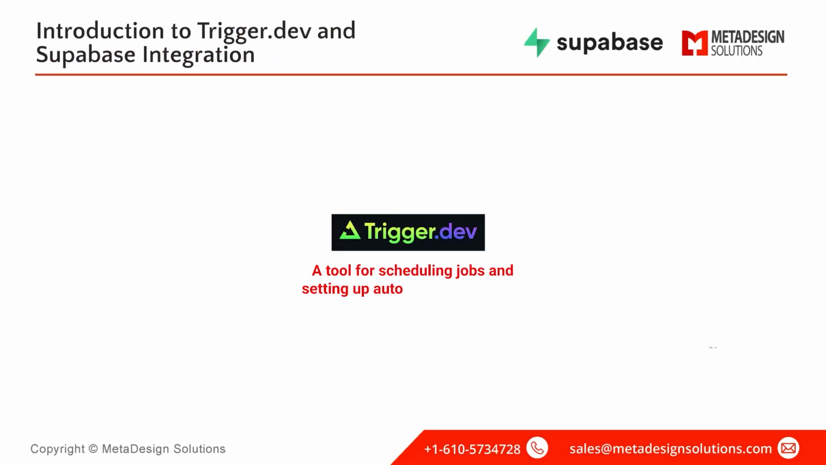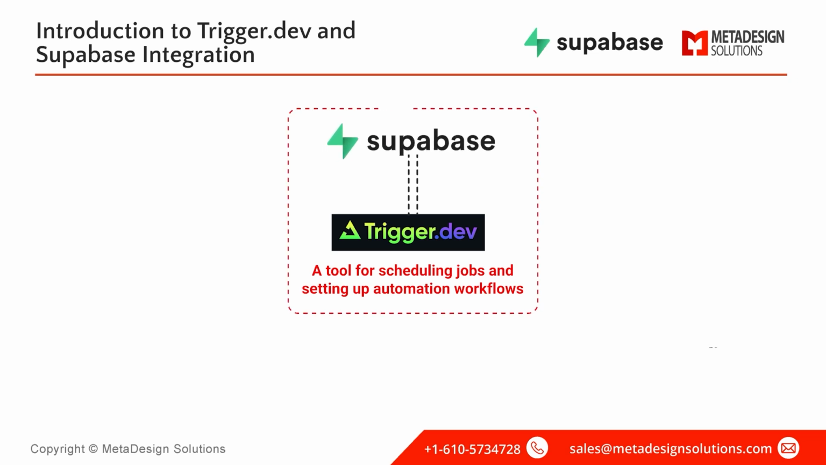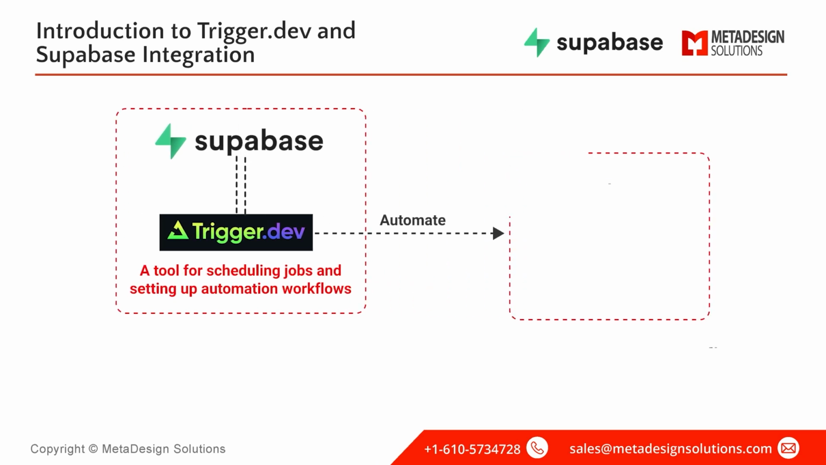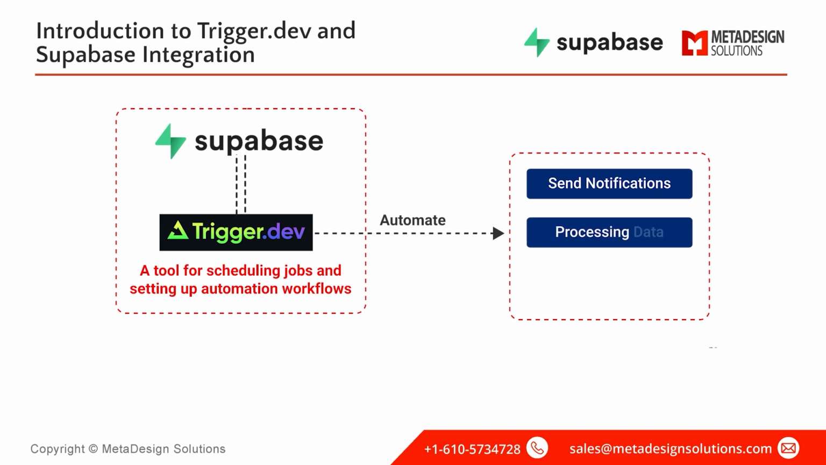Trigger.dev is a fantastic tool for scheduling jobs and setting up automation workflows. By integrating Trigger.dev with Supabase, you can automate actions like sending notifications, processing data, or even managing user-specific tasks, all in response to database changes or on a set schedule. This opens up powerful possibilities for creating efficient, hands-free workflows.